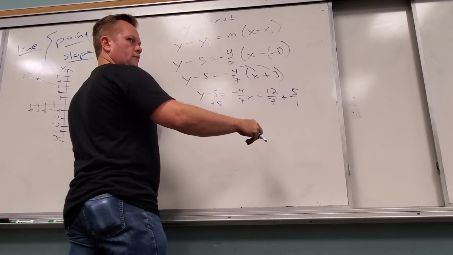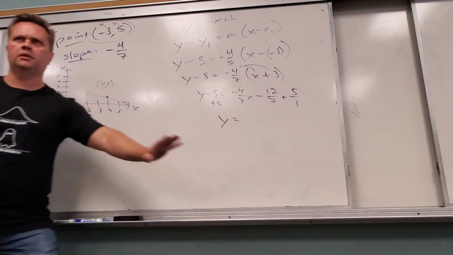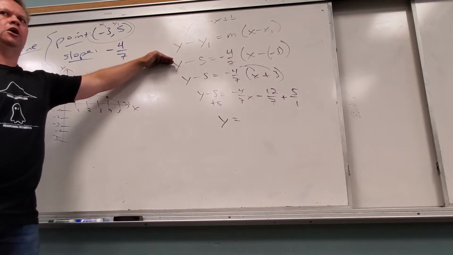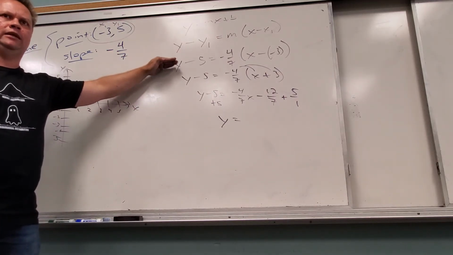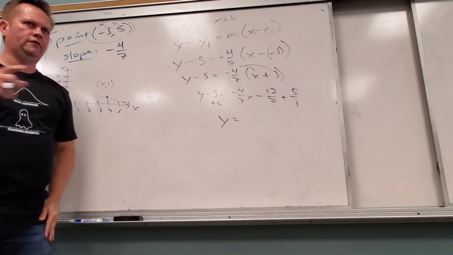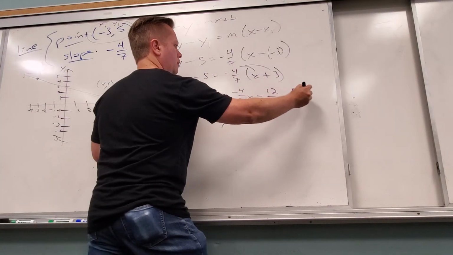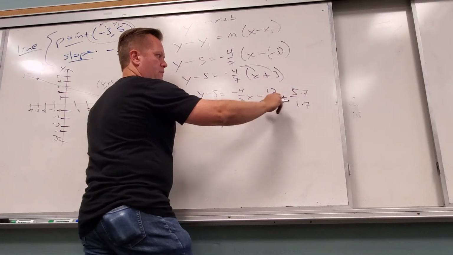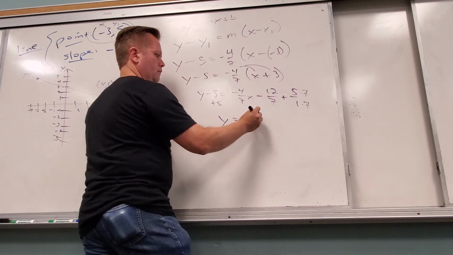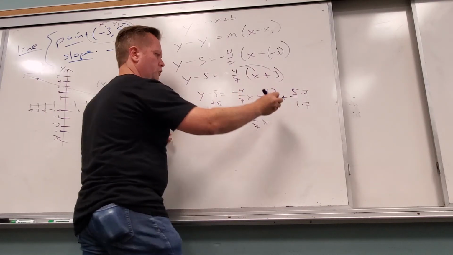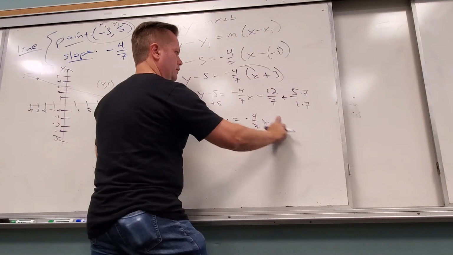Is everybody cool with every step I'm taking so far? So the first step was plug in what I know, and then every step after that is clean up. Distribute, get your y by itself. You get 23 over 7? Yeah, like the LCD, right? 35 minus 12, 23. You need a plus in there, Jeff.